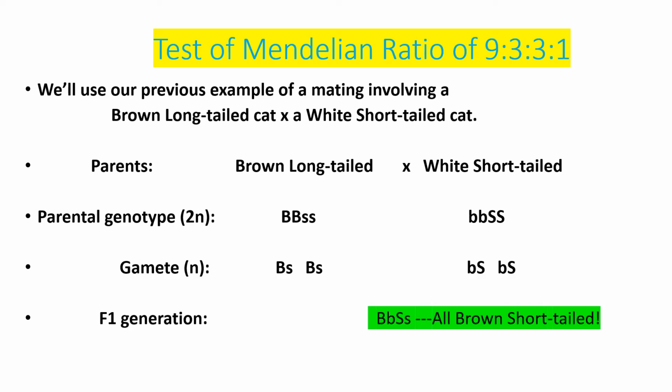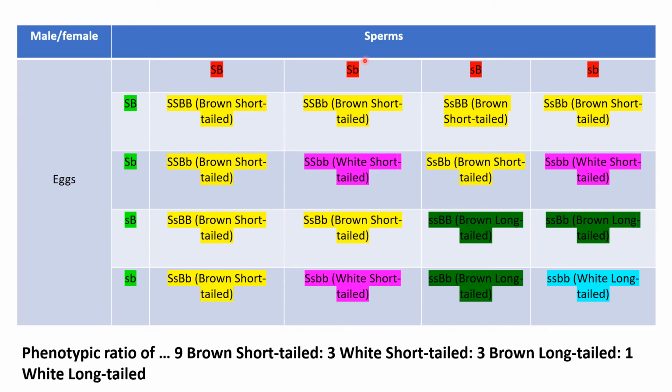Again, we can test the Mendelian ratio of 9:3:3:1 to be sure whether it is obeying Mendel's law. So we'll use our previous example of a mating involving the brown long-tail cat and white short-tail cat. So recall that the parents are brown long-tail and the white short-tail, and this is the parental genotype. These are the gametes. So all the F1 generation will be brown and short-tail, and these are the progenies in the F2 generation.